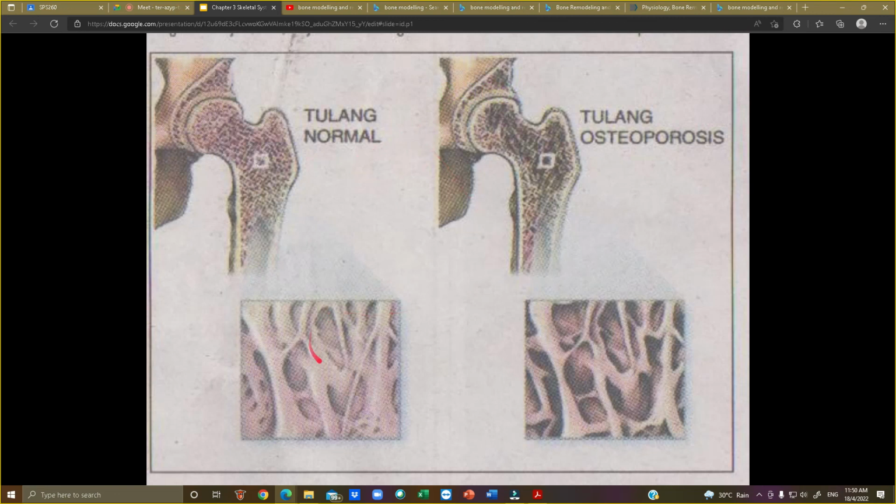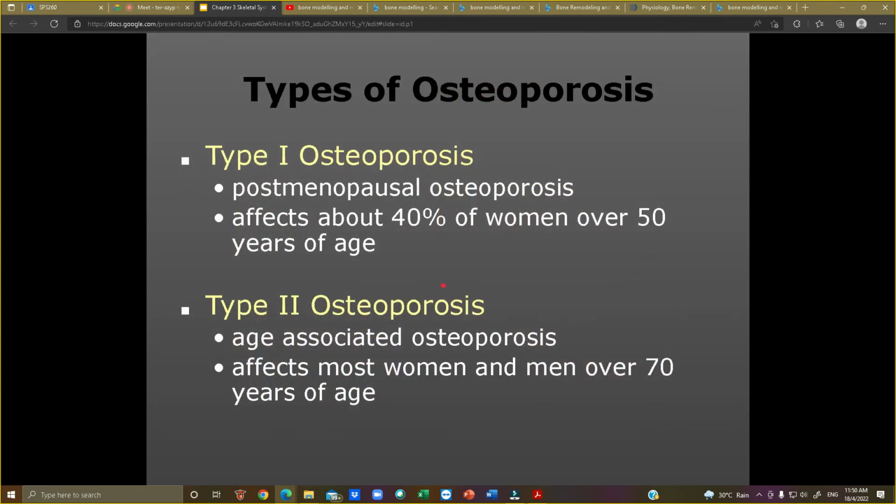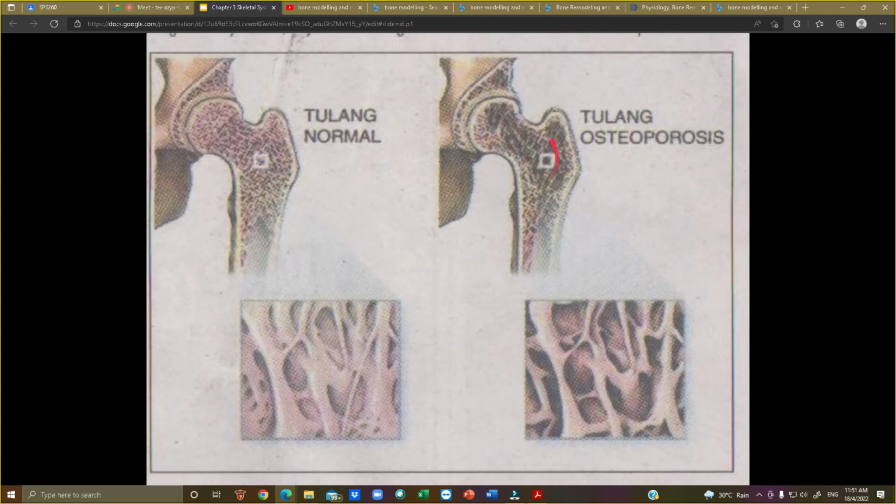We can see that the porous or the cavity size become larger, which make this fella prone to fracture. Okay, ataupun make the bone become much brittle. Ni osteoporosis. Okay, so we have two type of osteoporosis. Type 1, post-menopause. Type 2, age-associated. Type 1, caused by hormonal changes. Type 2, caused by lacking of calcium. Ni dua sebab. Ending dia sama. You are going to get increment in terms of porosity of your bone.